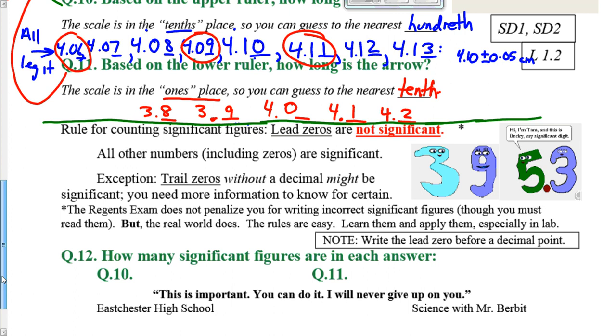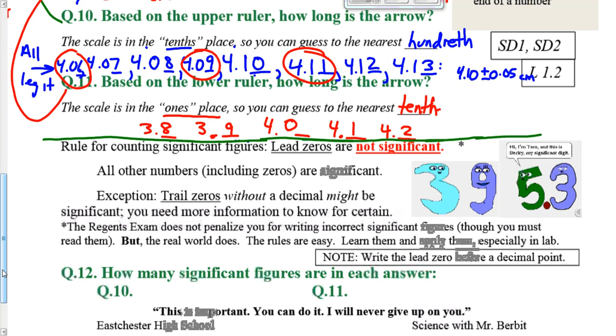Okay, what does that mean? Well, look at your numbers. Let's start here. Question 12 says, how many sig figs are in each answer? So if you go to question 10, that's our answer up here. How many sig figs? Well, you might have picked 4.06. Do you see any lead zeros? No, so there are 3. 4.10. Any lead zeros? No, there are 3. The 0 at the end, that is significant. That counts. 4.13. You see any lead zeros? No. Those are all 3 sig figs. How about question 11? You got 2. No matter which answer choice you chose, you get 2 sig figs.